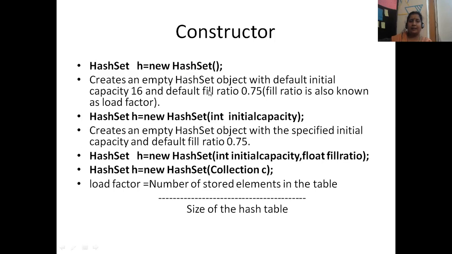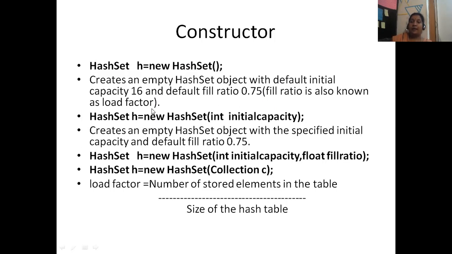It creates an empty HashSet object with the default initial capacity 16. So initial capacity we have known. For example, in ArrayList the initial capacity is 10, we have discussed. But here the initial capacity is 16. Okay, so your hash table size is 16. But one more new thing here, if you see, the default fill ratio is 0.75. This fill ratio is known as load factor.